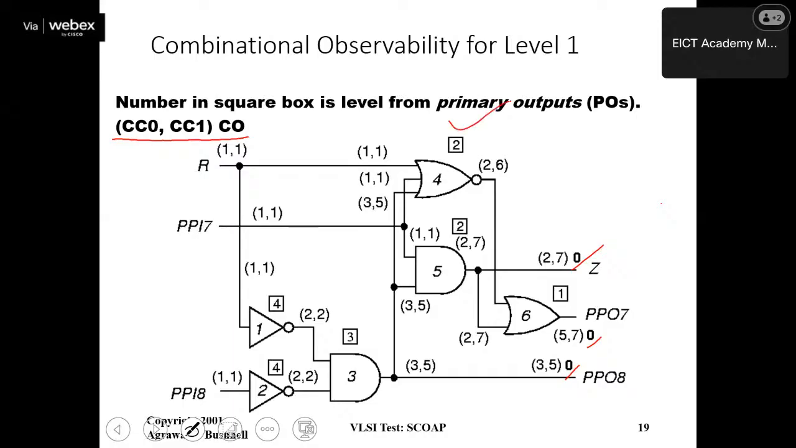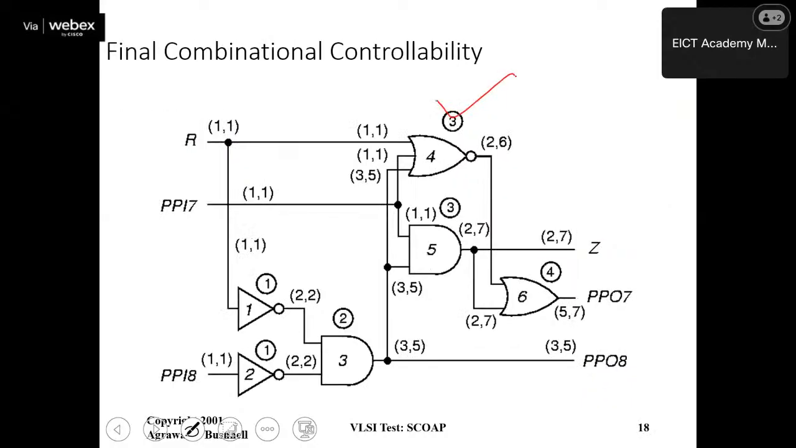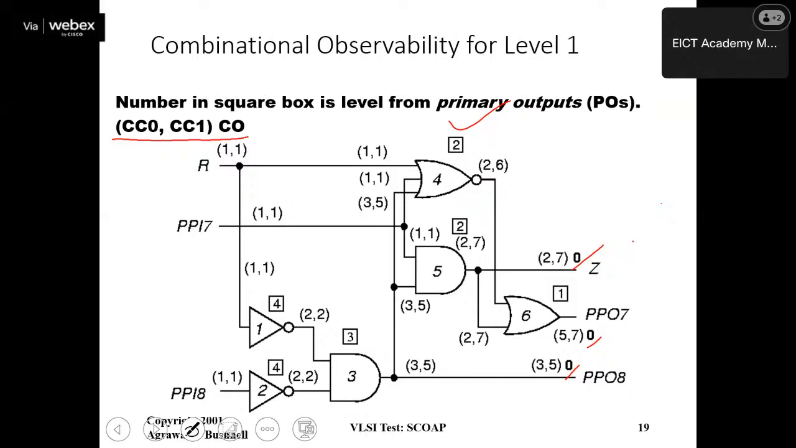A square box is used for the observability levels, and circular box numbers were used for the controllability analysis level numbers. So for controllability, we are going to control from the input towards the output. That's why the controllability levels start from 1 to n towards the output. While in observability, we are trying the observability from output to input. That's why the observability level from the output is set to 1, and at the input it is the highest level. Okay, now let's consider the observability.